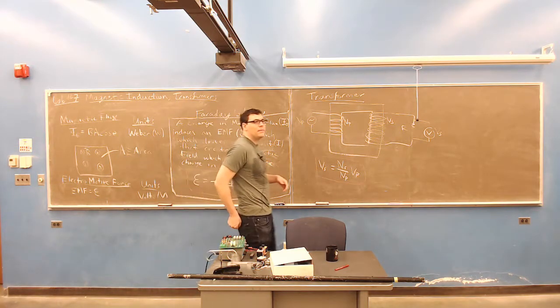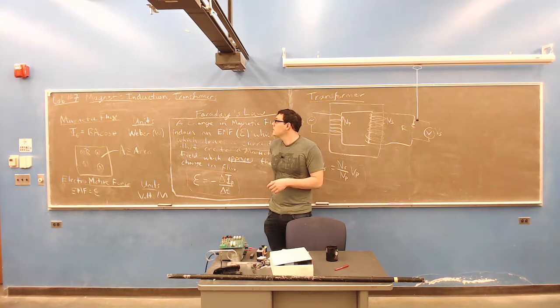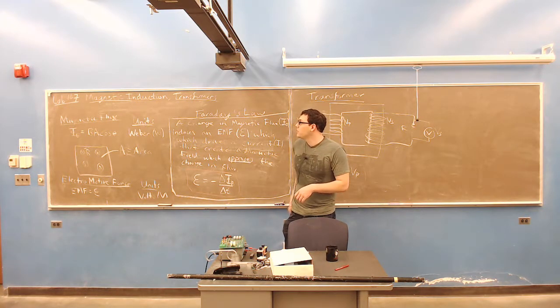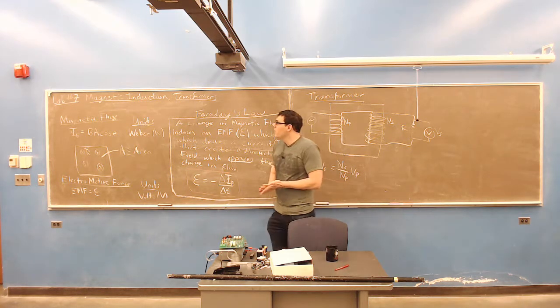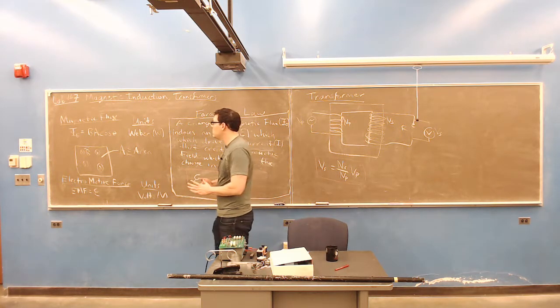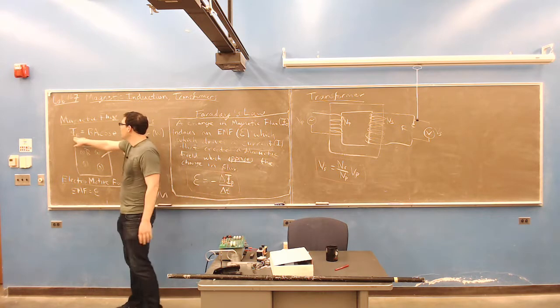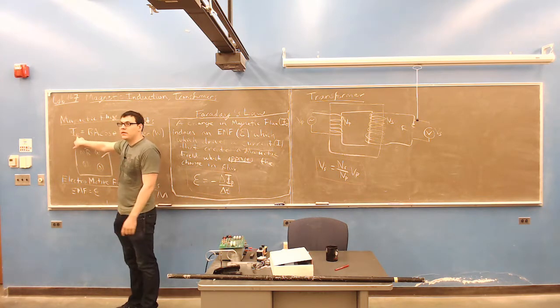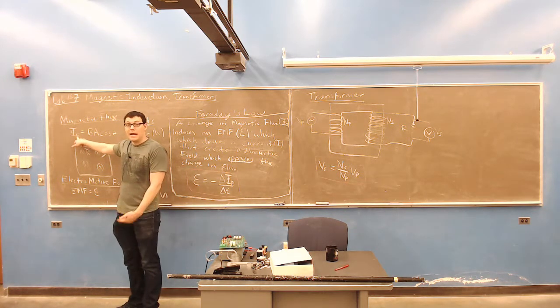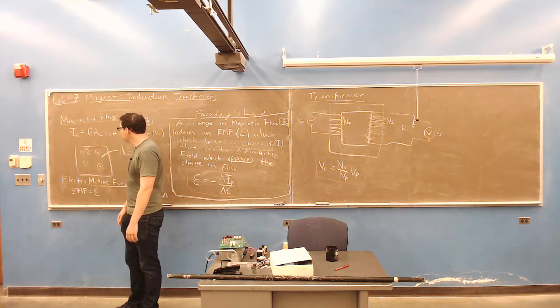Right, so we're on lab number 7. Today's lab is magnetic induction and transformers. The first concept we have to go over is magnetic flux. This symbol here is capital Phi. I put a little B on here so it reminds you it's magnetic flux. There's also electric flux, but today we're concerned with magnetism.